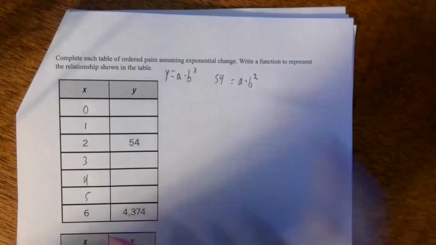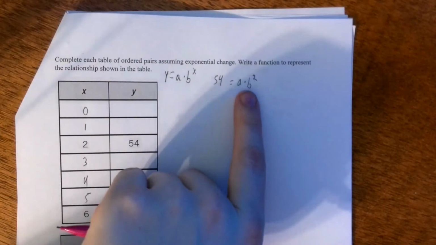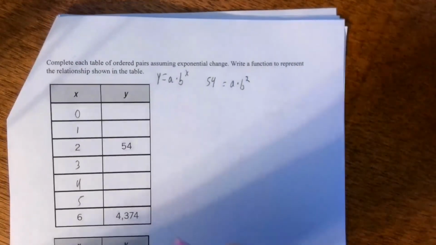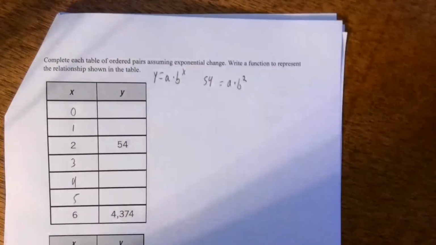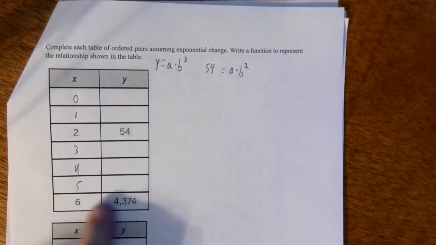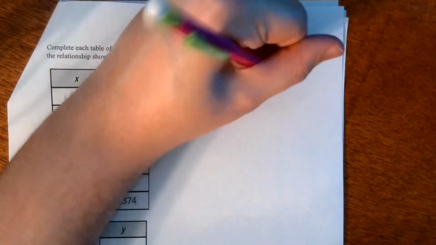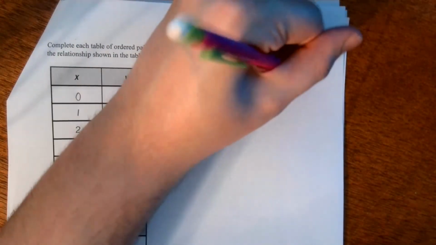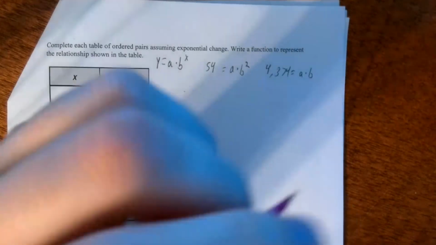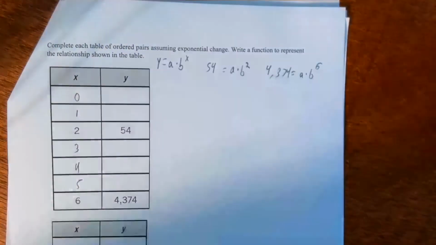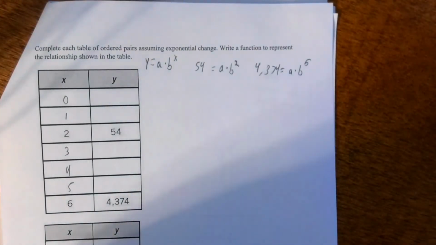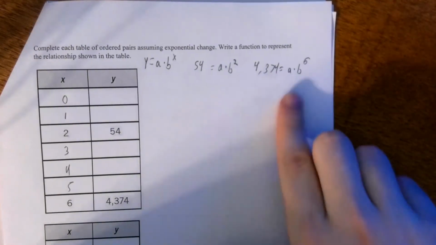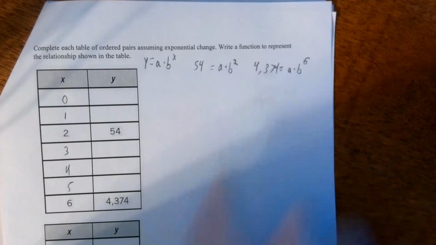So I can't really do anything with this yet, right? So I have 2 different variables and there's not really an easy way to solve for them yet. So the next thing I'm going to do is I'm going to plug in these 2 values, okay? So I have 4,374 equals a times b to the 6th power, okay? So now what can I do? Well, I have these 2 things that look very similar, right? They almost look like the same thing except for the different numbers that I plugged in.